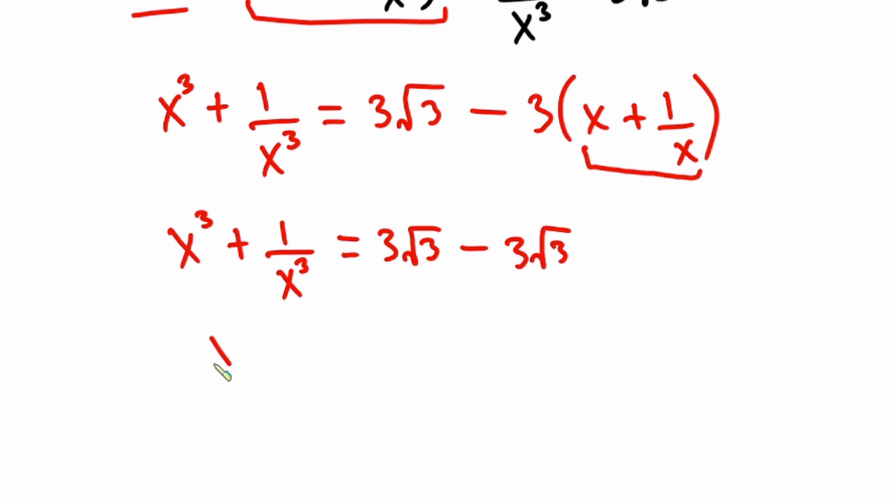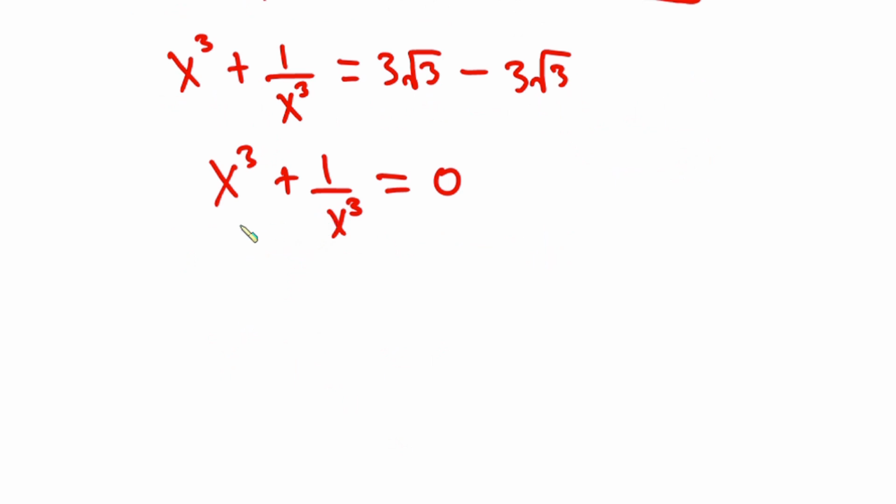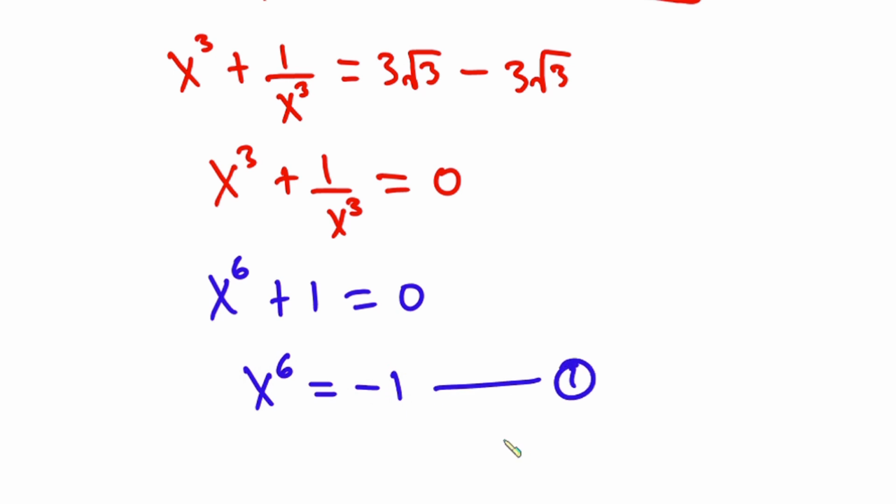And we see that x to the third power plus 1 over x to the third power is equal to 0. And from here, we're going to multiply through by x to the third power so that we will remove the fraction from this equation. So we're going to have x to the 6th power plus 1 is equal to 0 because we multiply through by x to the third power, right? And straight away, we can see that x to the 6th power is equal to negative 1. And we will call this equation 1.